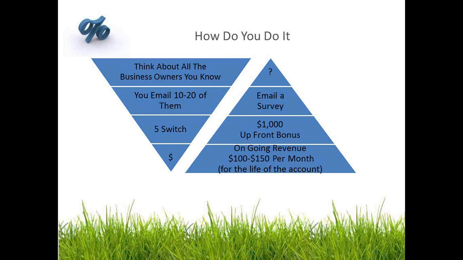Once we get 5 of those businesses to switch their processing, which involves getting their merchant statement, reviewing it, showing the business savings, and going through, there's a $1,000 upfront bonus for the first 5 businesses that come on board. Then the ongoing revenue continues, and it's about $100 to $150 per month for the life of the account that goes into your school. And the exciting part of that is the average business generates between $31 and $34 per month.